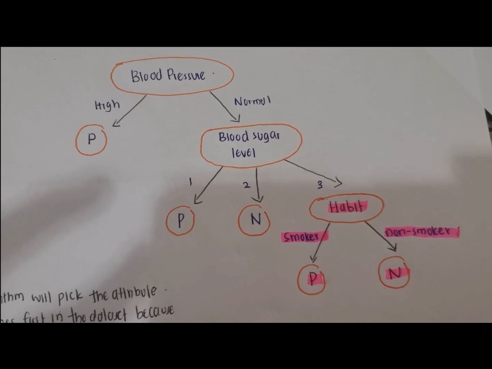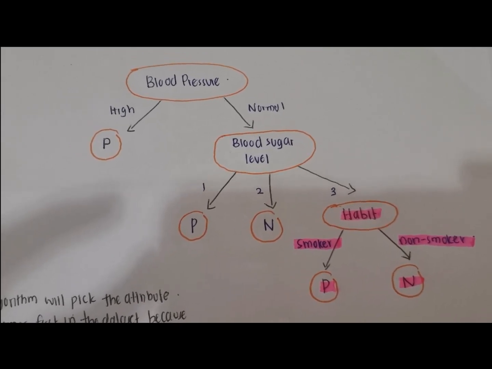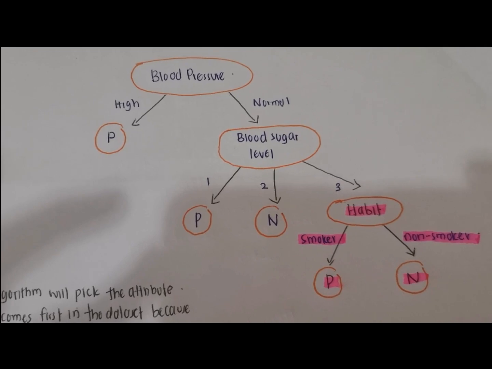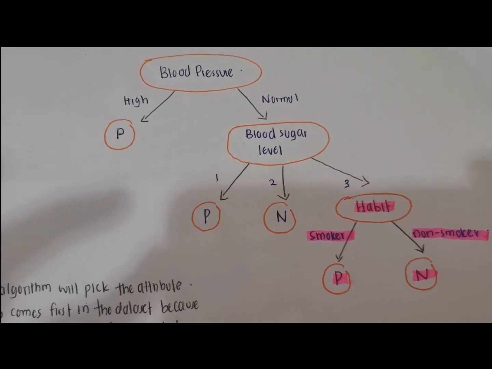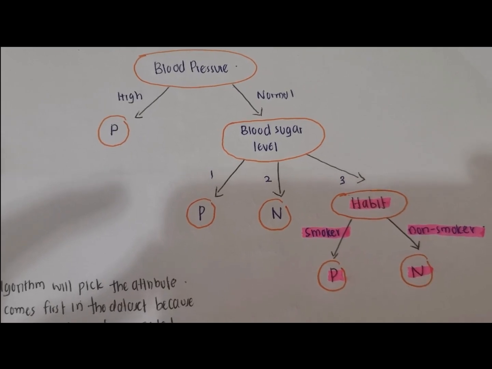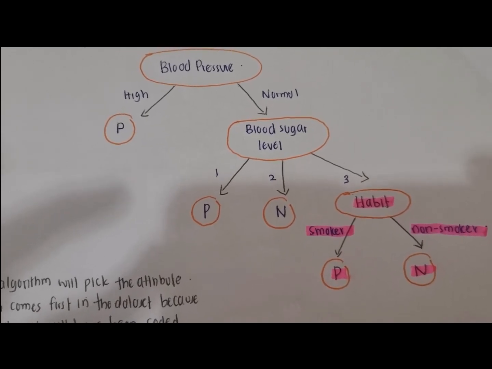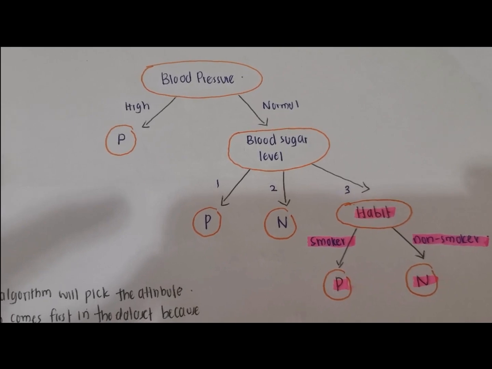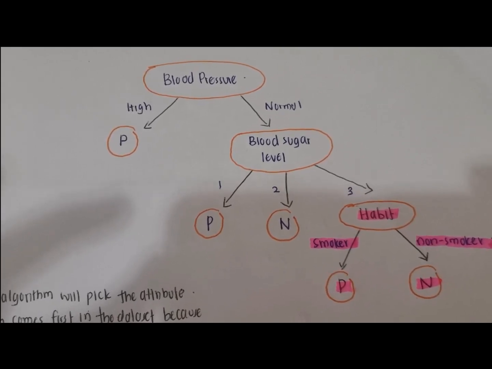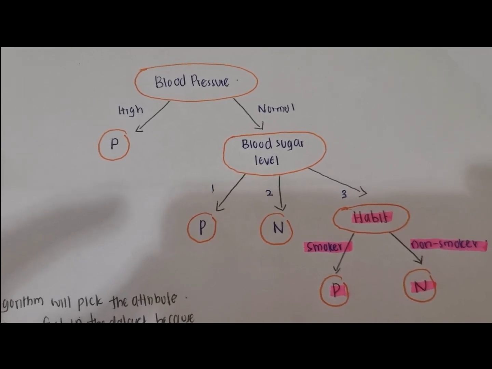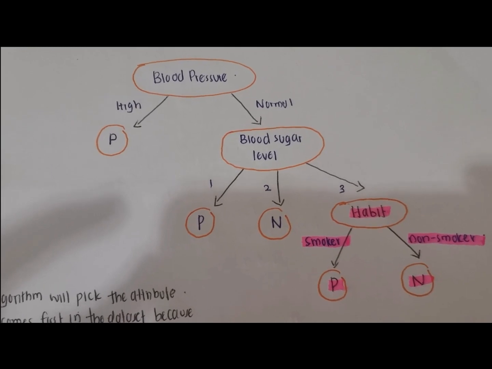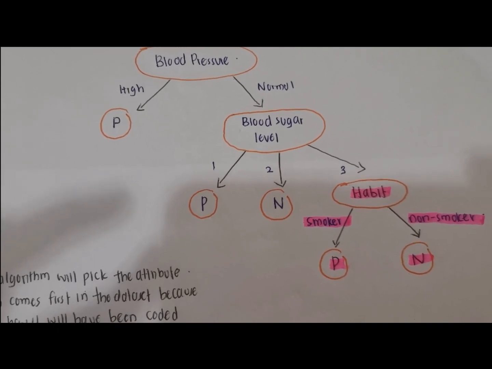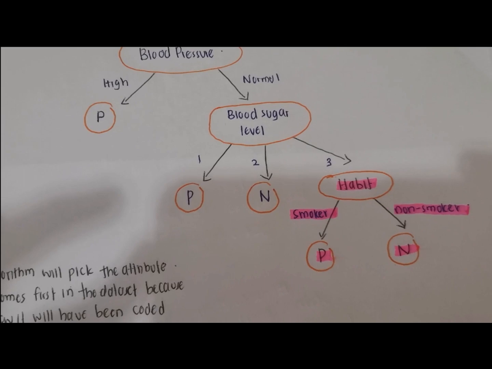Okay, for question 2, we have to fill in the empty box of the tree. So after we calculated all the gain informations of the new data, we finally get that the habit has the higher gain information, which makes it the main root. So habit will be put into the empty box. So we will get the table like this. Habit, the blood sugar of 3 is equal to habit, and habit is branched out for smoker, which is P, and non-smoker, which is N.